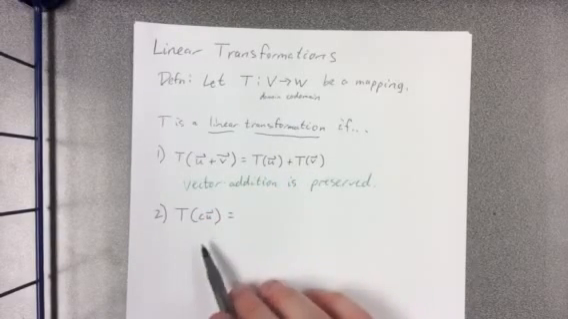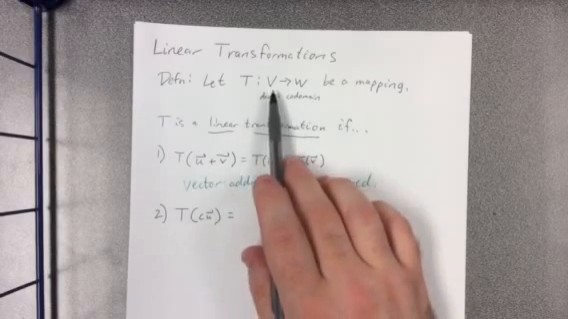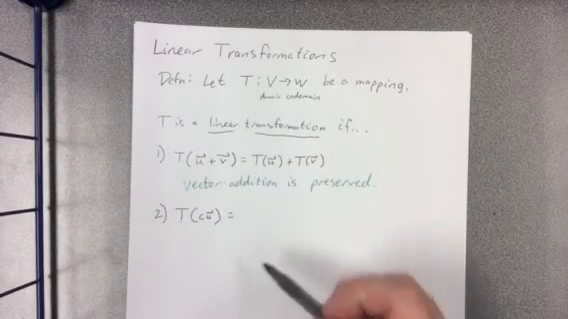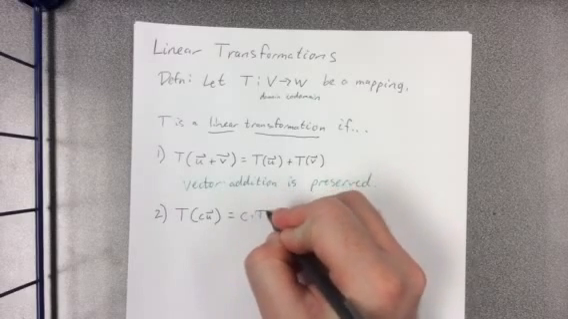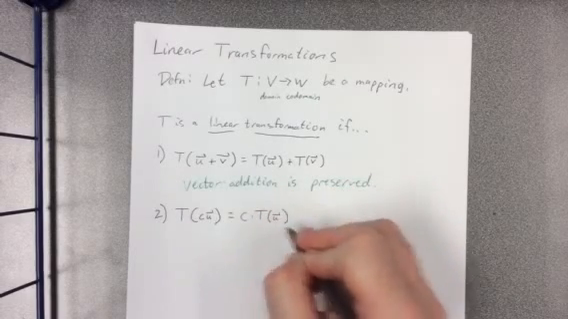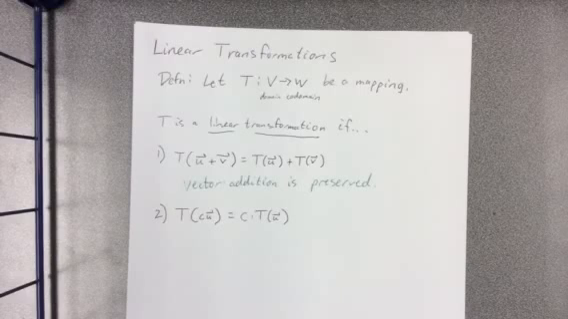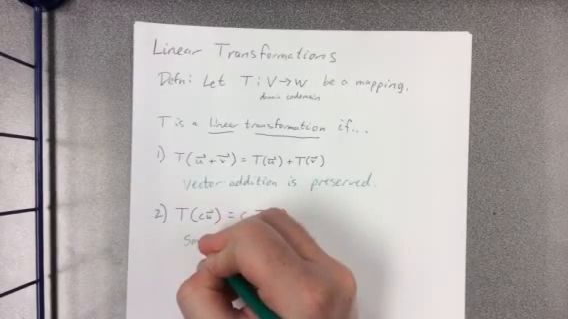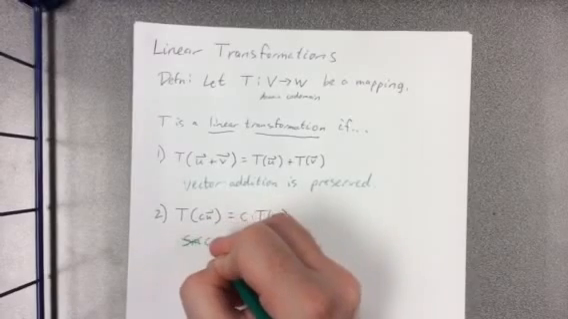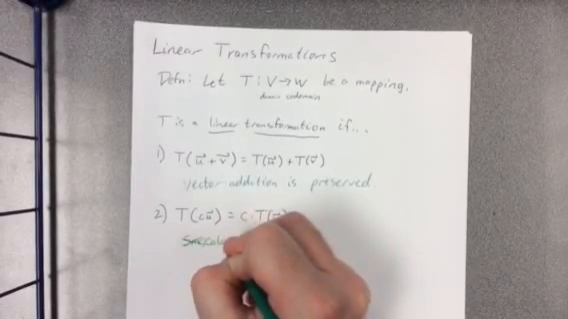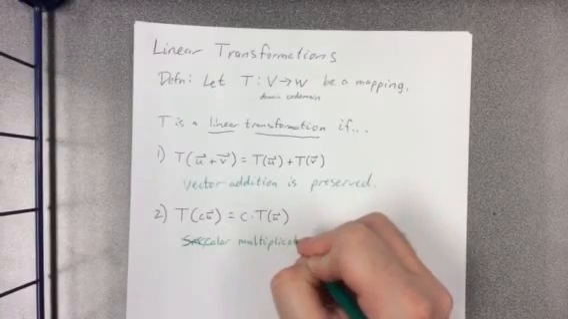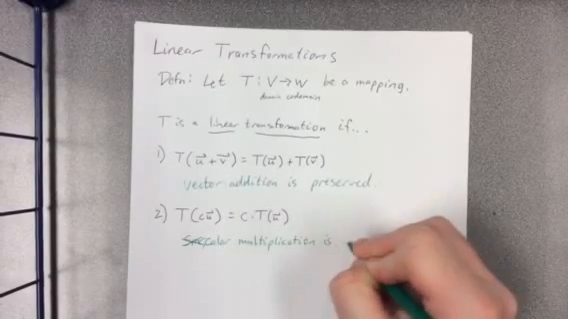Property number 2 states essentially the same kind of thing, except that it is with regard to scalar multiplication. So if I have a vector U in the vector space V, and I multiply it by a scalar C, then I send it through the transformation, that would be the same as if I had sent U through the transformation T first, then multiplied by the scalar C. For this one, we say scalar multiplication is preserved.